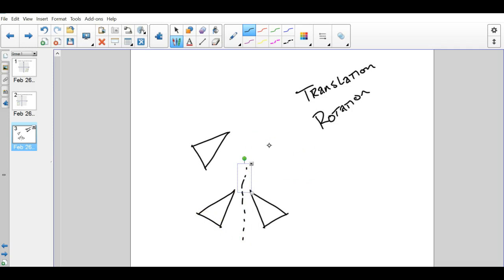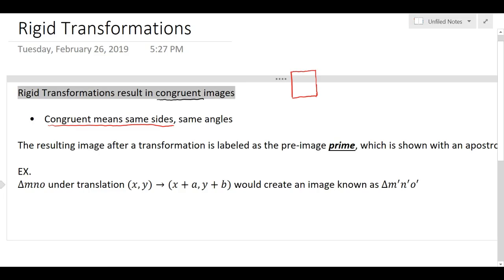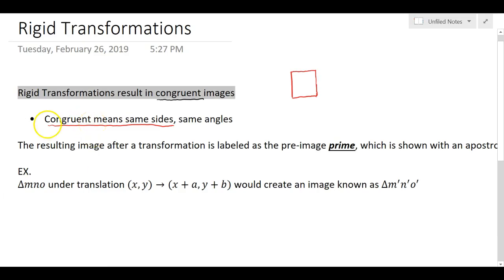So translations, where we just move it, rotations, where we turn the shape, and then reflections, which you've definitely experienced with mirrors and things along those lines. So those are the three rigid transformations we're going to talk about, and they create congruent images, which again, congruent means that the shape has remained the same size and the angles have remained the same.